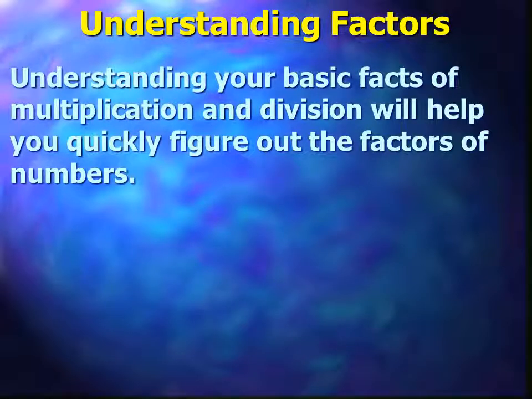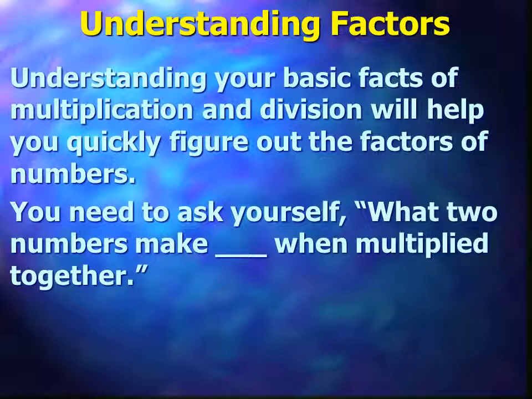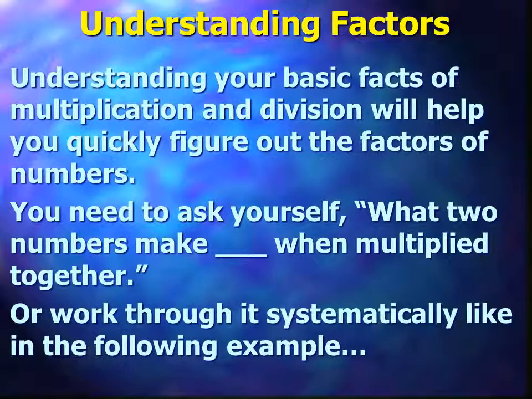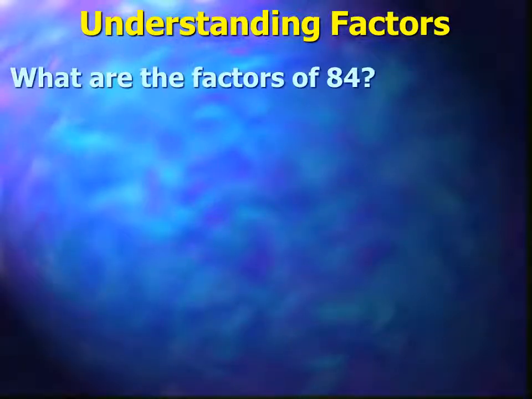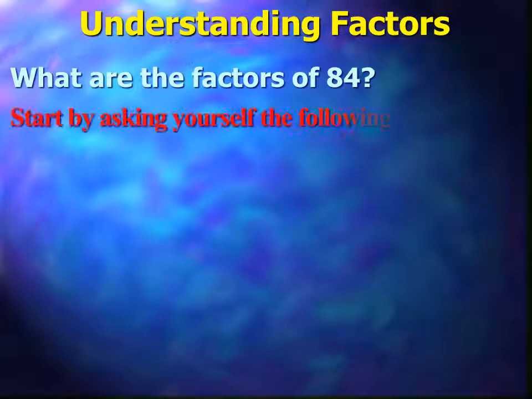Understanding your basic facts of multiplication and division will help you quickly figure out the factors of numbers. You need to ask yourself, what two numbers make blank when multiplied together? Or you can work through it systematically like in the following example. So what are the factors of 84?